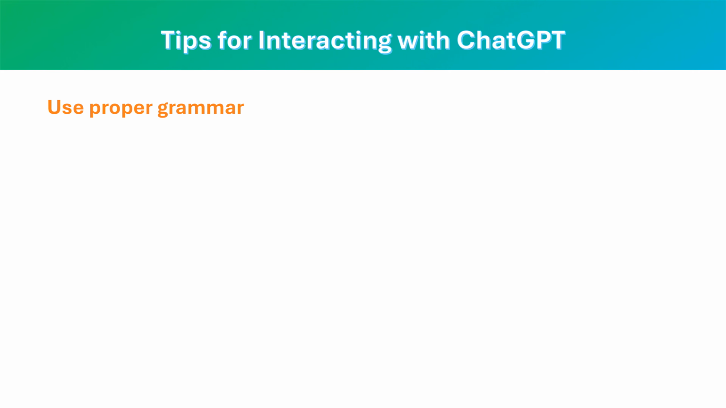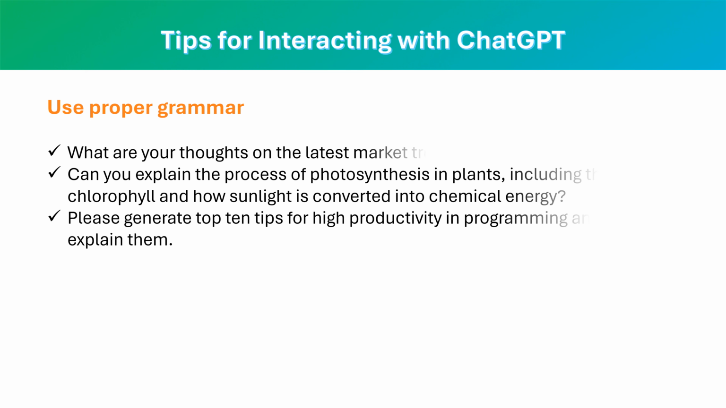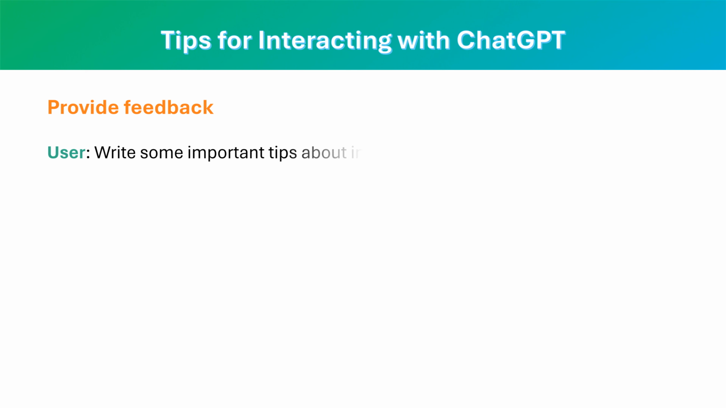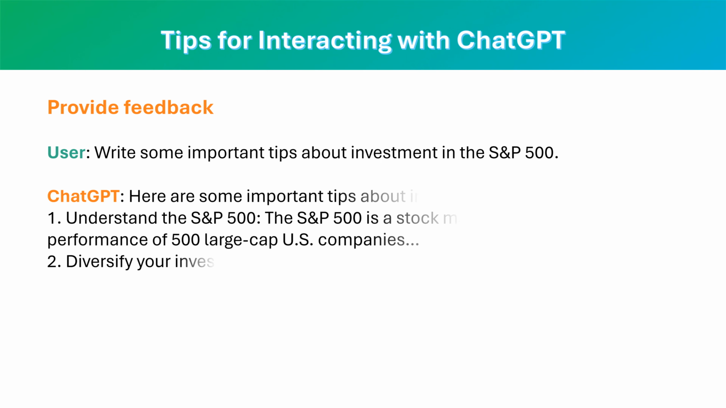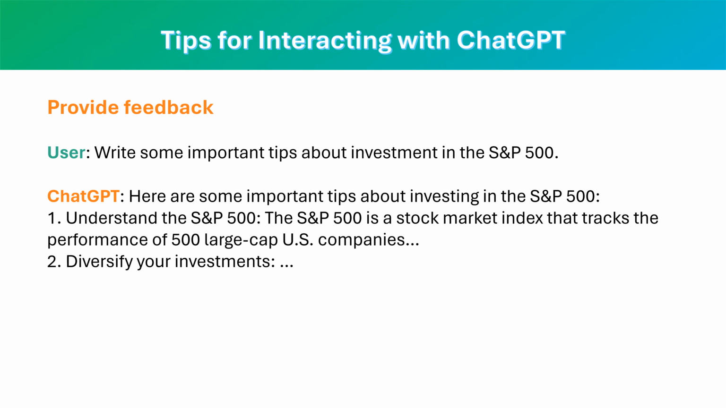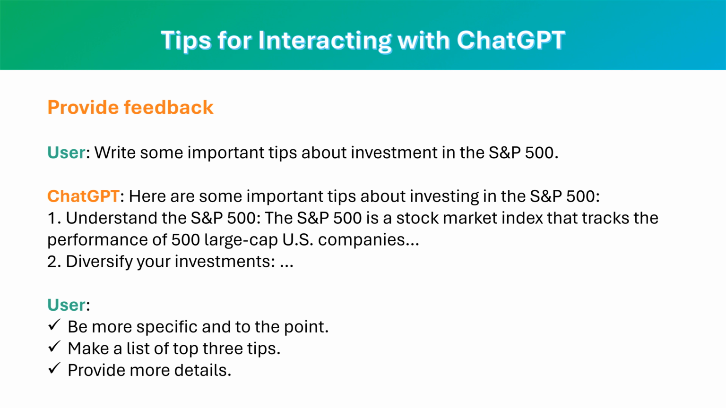Although ChatGPT is trained to understand human language, using proper grammar and punctuation can help improve the accuracy of its responses. Provide feedback. If ChatGPT's response is not what you expected, or if it misunderstands your query, provide feedback by clarifying your question or prompting it differently. ChatGPT learns from interactions, so constructive feedback can help improve its performance over time.